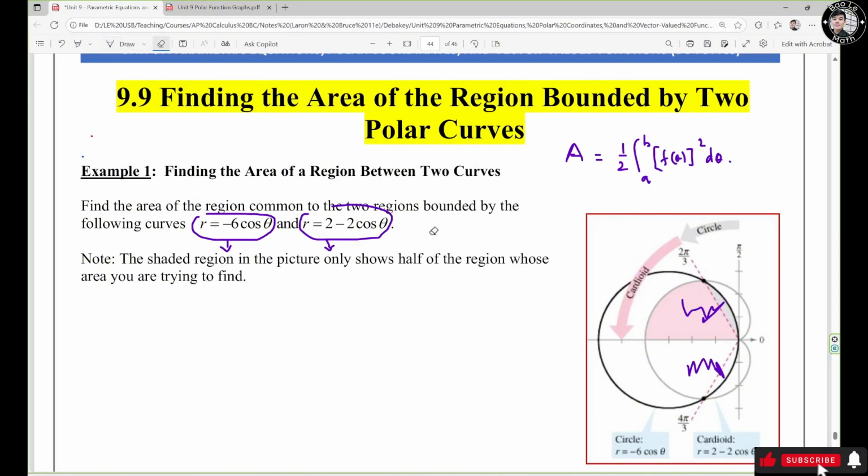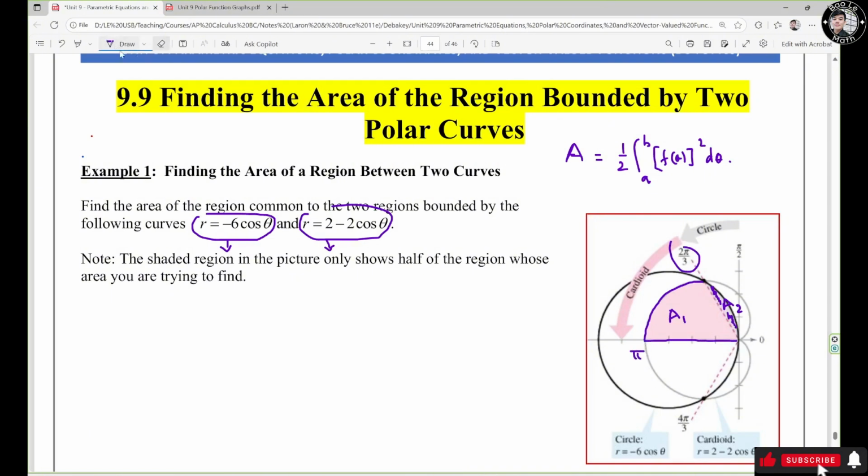Now, the upper one includes two portions. One is the pink one, and the second one is the gray one. The gray one is bounded by the circle and the line theta equals 2 pi over 3. The second one is bounded by the cardioid and two lines, theta equals 2 pi over 3 and theta equals pi.